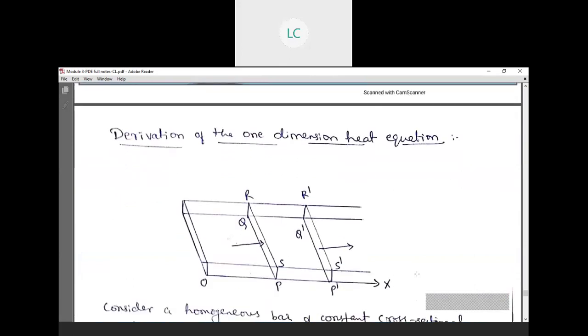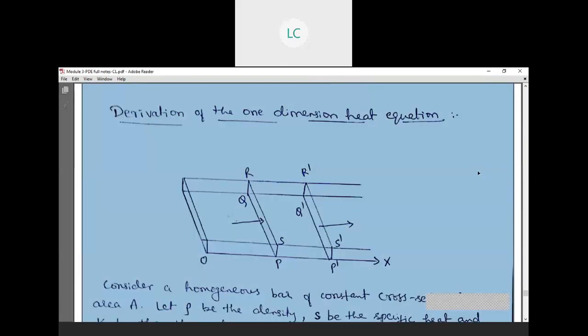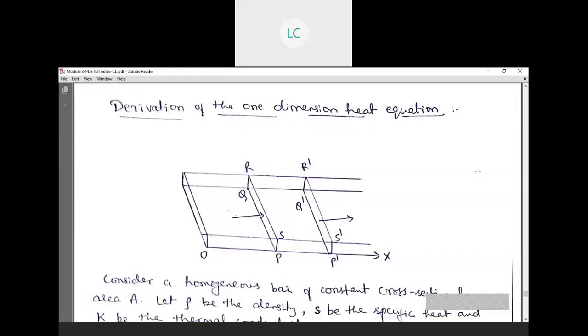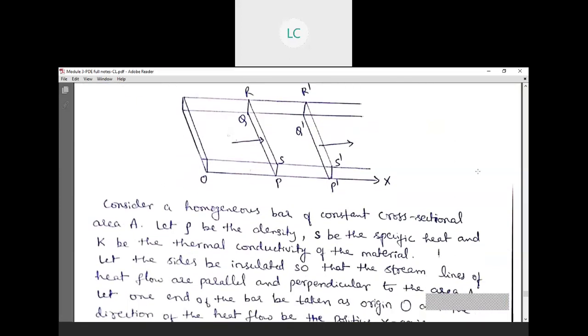Similarly, next, derivation of the one-dimensional heat equation. Here also we have one derivation. See, consider a homogeneous bar of constant cross-sectional area A.